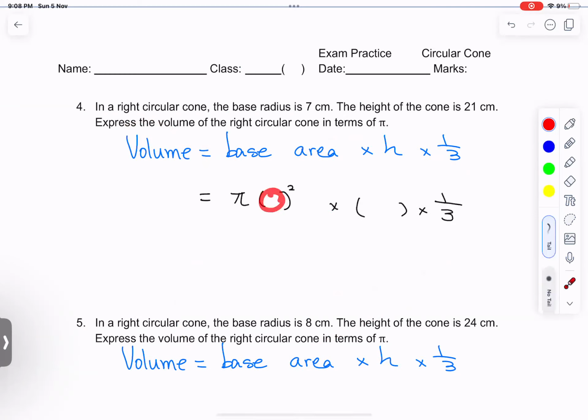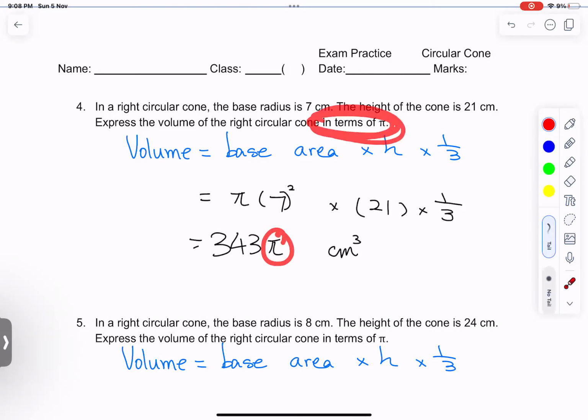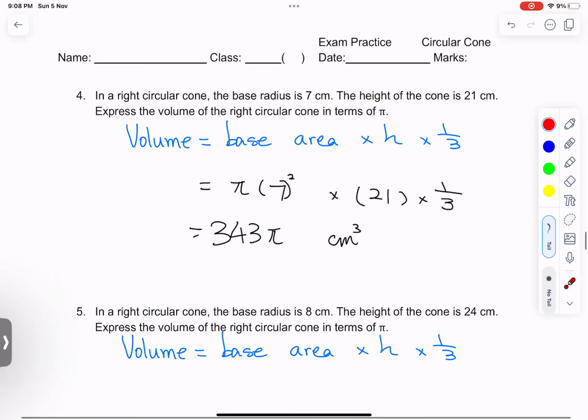Do we know our r? Yes, we know it's 7. Do we know our height? Yes, we know it's 21. And you click the whole thing together and you should be able to get 343 pi cm cube. Don't forget to have pi because the question needs you to be in terms of pi. That means your answer has to have pi.